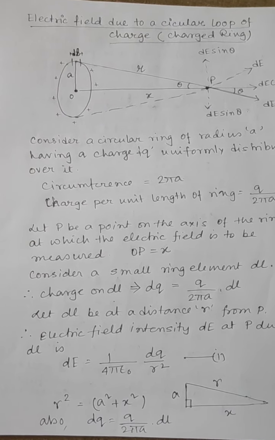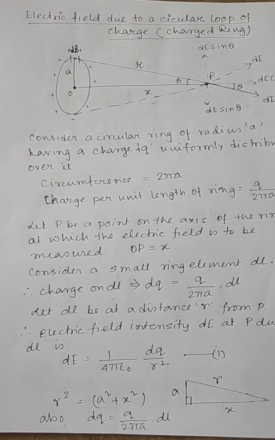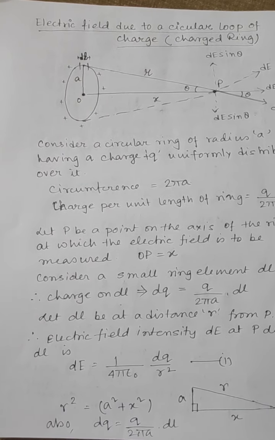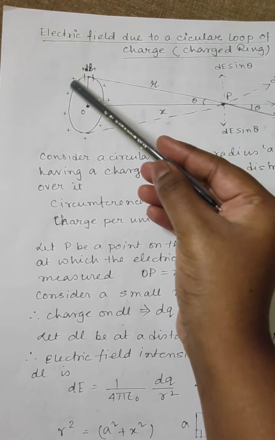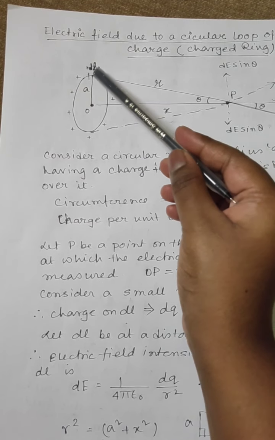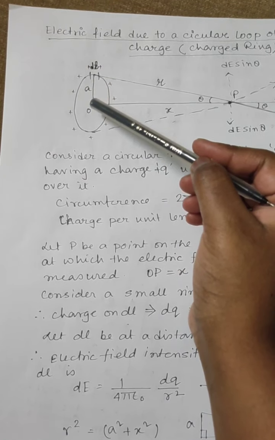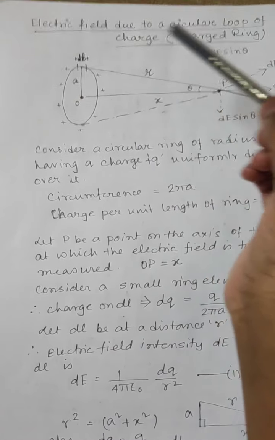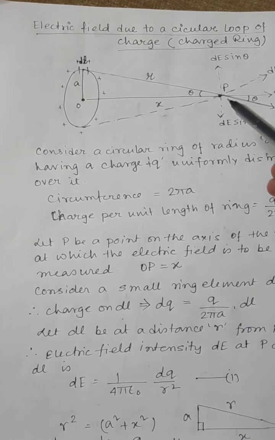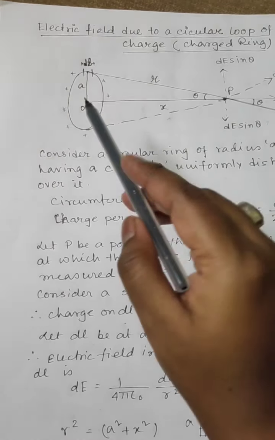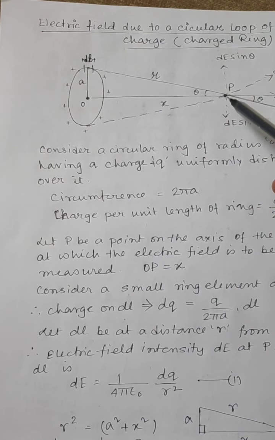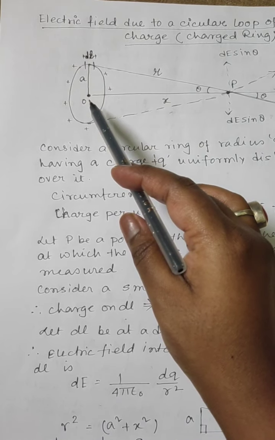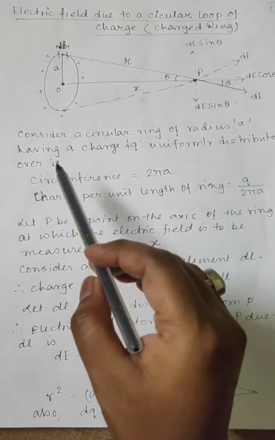In today's class, we will study the electric field due to a circular loop of charge, or charged ring. Here we will consider a charged ring of radius a, over which we have distributed a positive charge q, and we are trying to find the electric field due to this charge at a point P, which is at a distance of x away from the center of the charged ring. Now let's see.